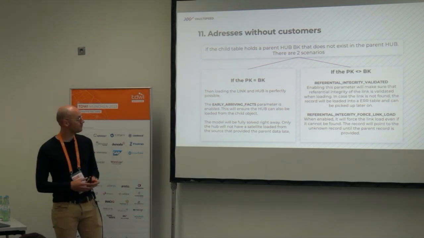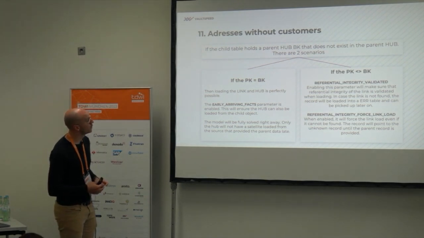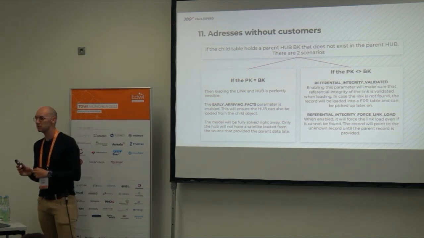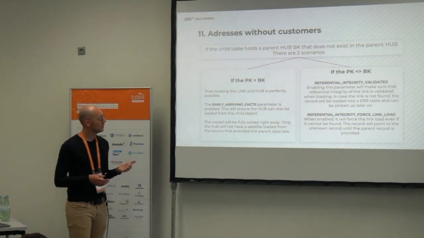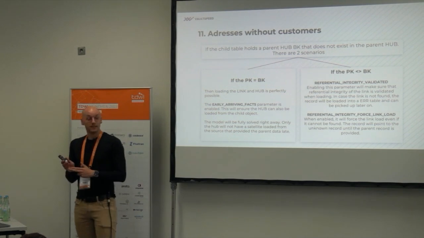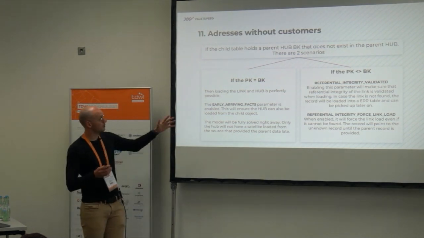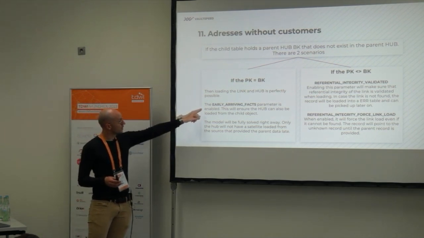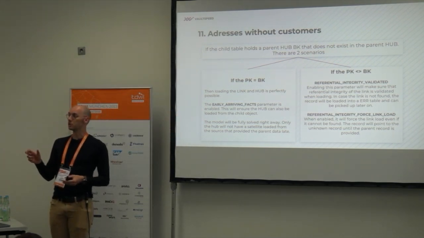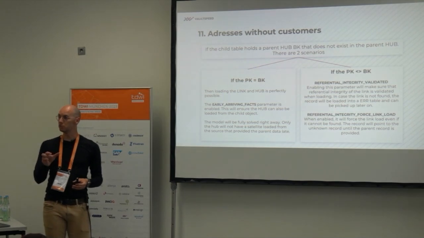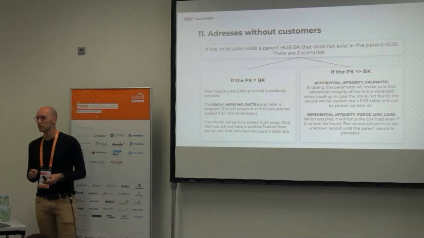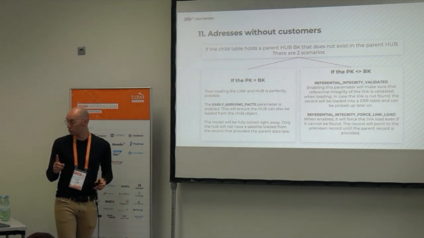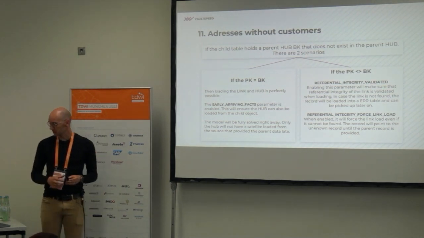Links without a parent. There's 2 ways to solve this. In case the primary key and the business key are equal, which was the case in this example, at least the way I modeled it, then it will be loaded into your link, so there's not really a problem. The only cool thing you can do is actually to set your early arriving facts parameter to yes, and then the hub will also be loaded from the link. So if that key is missing in the hub, you will have it in the hub. You will not have it in the satellite, but I'll show that in the next slide.